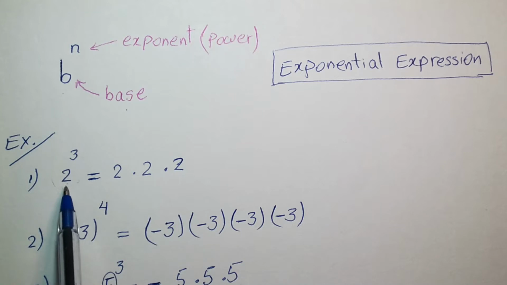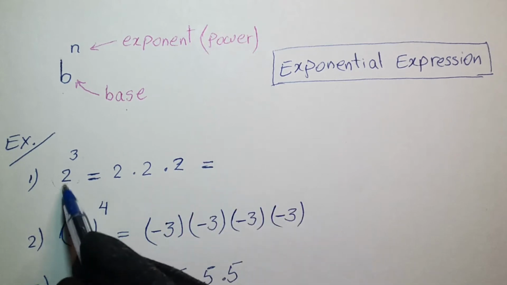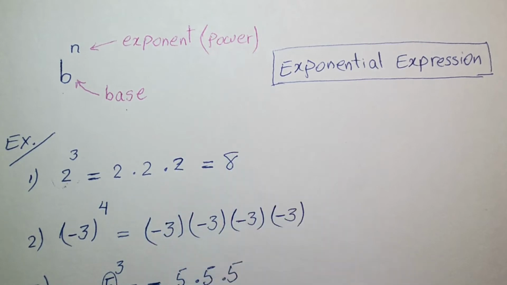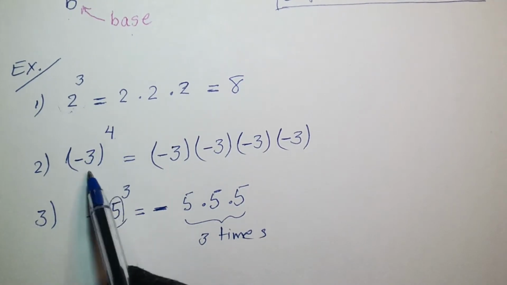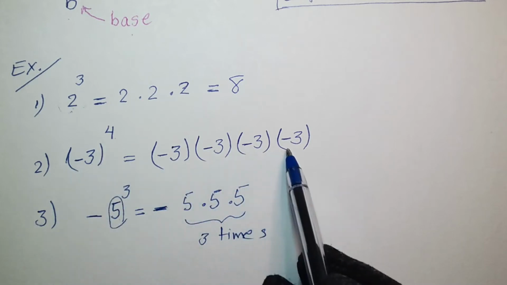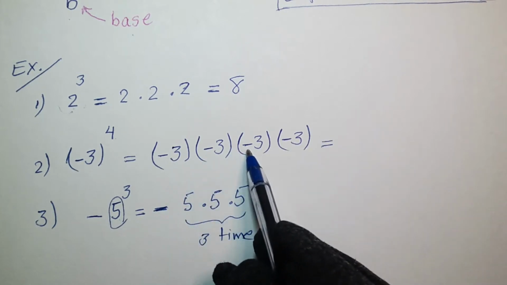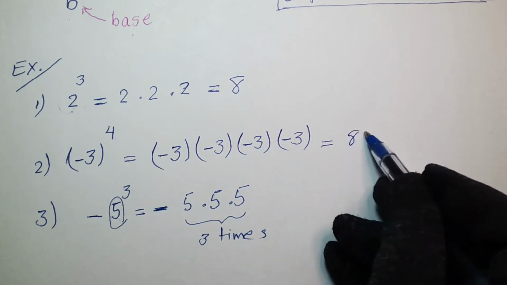For example, 2 to the power of 3: 2 is the base, 3 is the power or exponent. So 2 multiplies by itself 3 times. If we want to evaluate 2 to the power of 3, it is going to be 2 times 2 times 2, which means 8. Another example is negative 3 to the power of 4. Negative 3 is the base, so we multiply negative 3 by itself 4 times. You know negative times negative is positive, times negative is negative, times negative is positive, so we have positive 81.